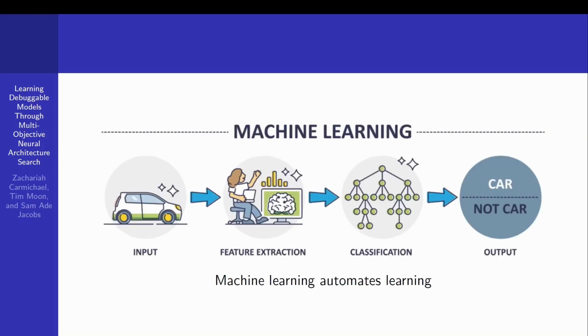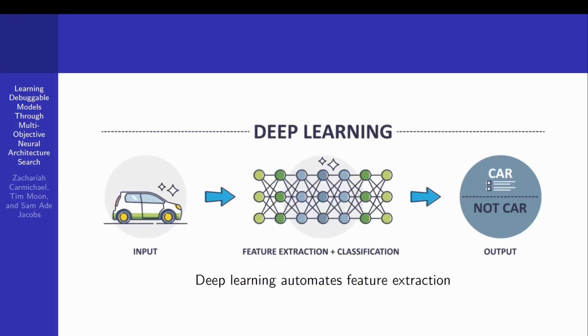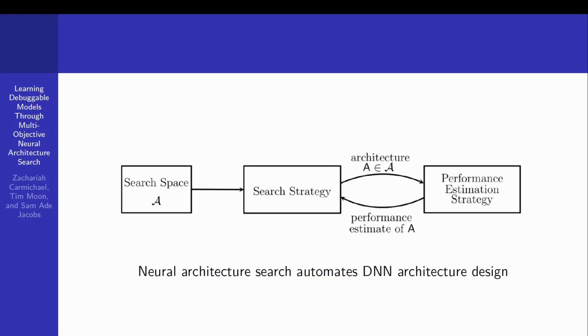Machine learning automates the learning process, although it involves some human-guided feature extraction. Deep learning nicely automates the feature extraction on top of the learning, and it does so simultaneously. We've seen thereafter this neural architecture search come up, which actually automates the architectural design of deep neural networks, and it can usually be decomposed into a search space of possible architectures, a search strategy within that space, and some sort of performance estimation strategy, and that goes in between back and forth with the search strategy to find the best architecture according to your actual metrics.